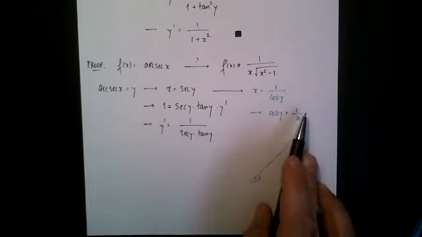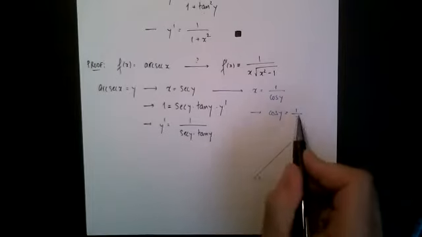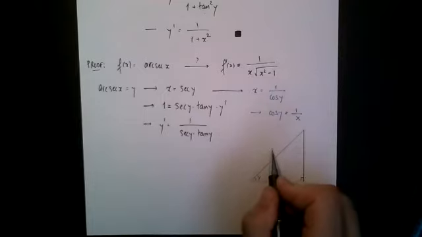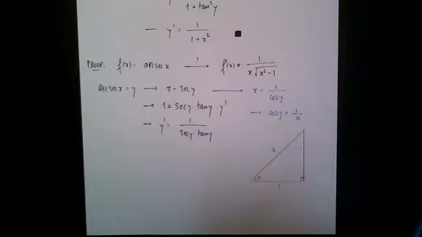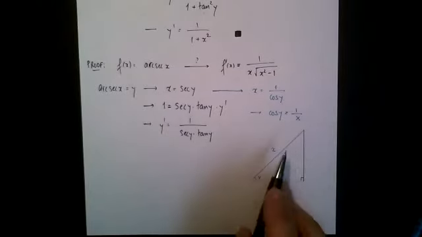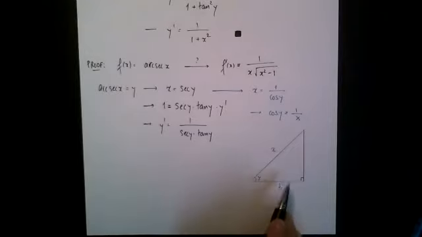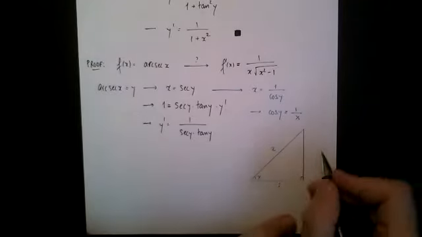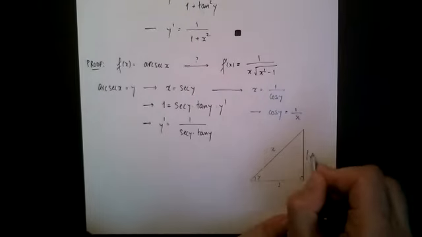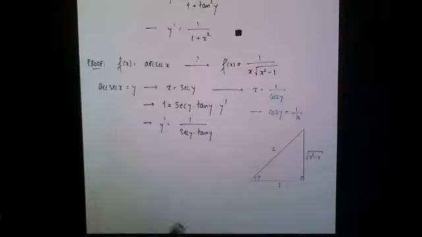Remember that the cosine is the adjacent over the hypotenuse. So adjacent 1, hypotenuse x. And then I'm going to use Pythagoras here to find this side. C squared minus A squared equals B squared. And so I'm going to have here the square root of x squared minus 1, using Pythagoras theorem.